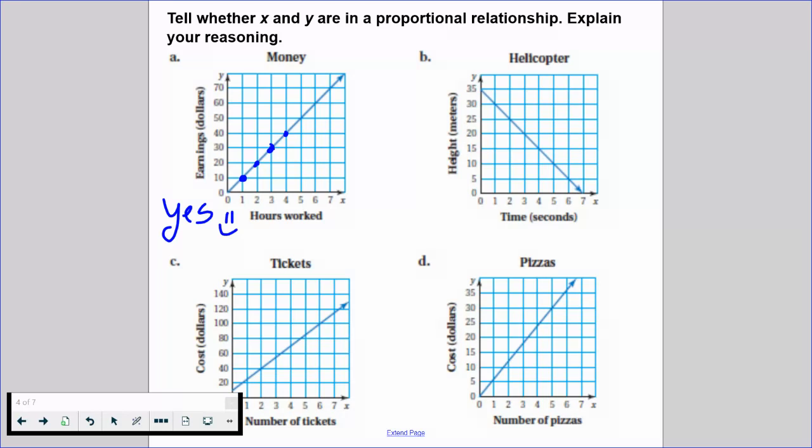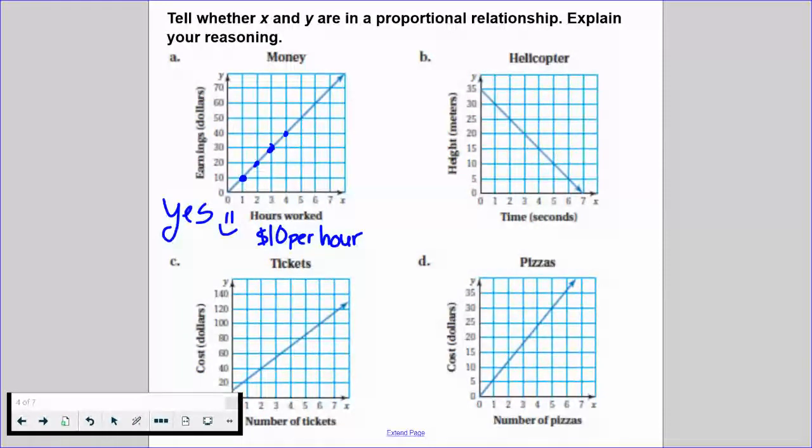3 hours, I earn $30. So we have this constant rate. We try to find the slope. We figure out it's 10. It's $10 per hour. If we were to explain it in words, it goes through the origin and it represents $10 per hour.